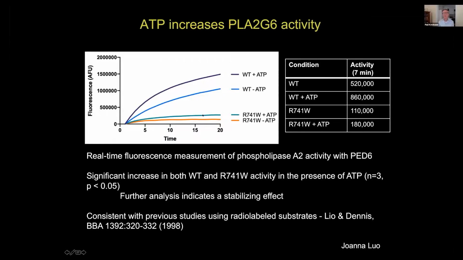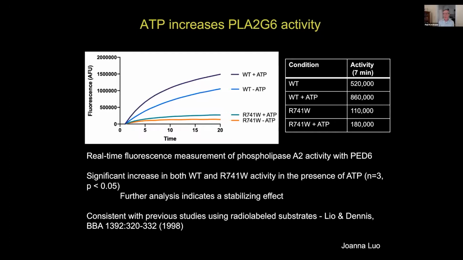And so we found the same, not only for wild type protein, that if you add in ATP, you record a faster rate of activity, but also if you start with one of the mutations, R741W, and add in ATP, you see enhanced activity. It's not restored to the level of wild type, but in fact we saw a greater effect in terms of percent increase on the mutant than we did in the wild type protein, which supports the idea.